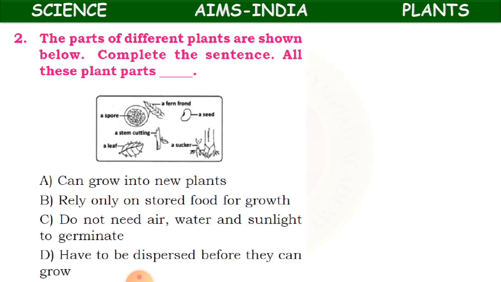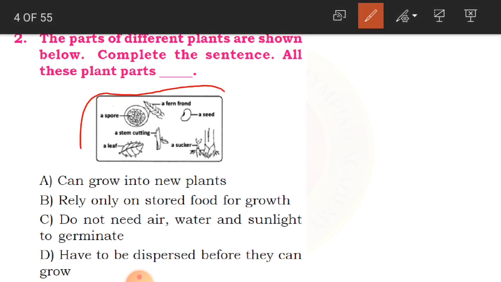The parts of different plants are shown below. Complete the sentence. All these plant parts dash. Okay, so here if you see, there are some parts of the plants, like for example there is a leaf, stem cutting, and sucker, and a seed, fern, spore, and all that. Okay, so there are different parts of the plants. Okay children, now all these plant parts dash, what do they do?